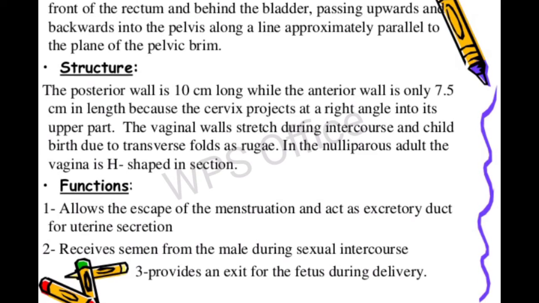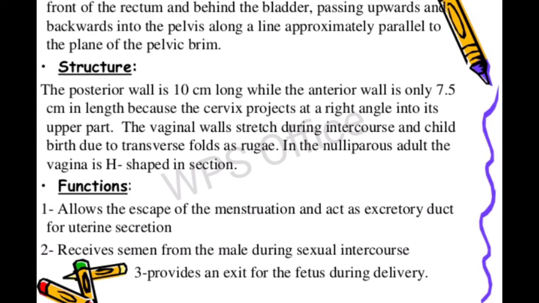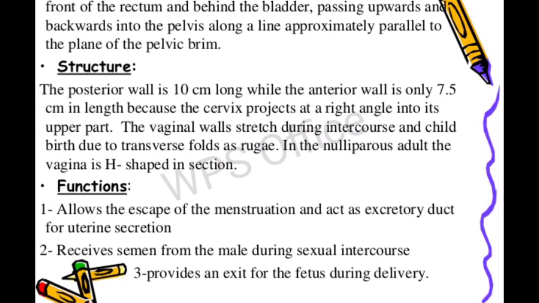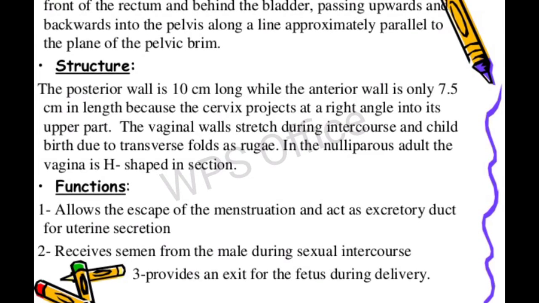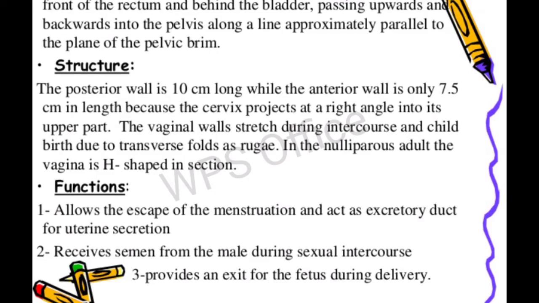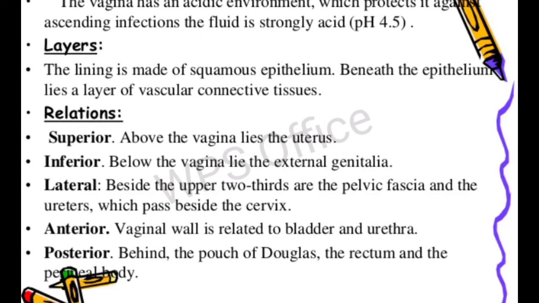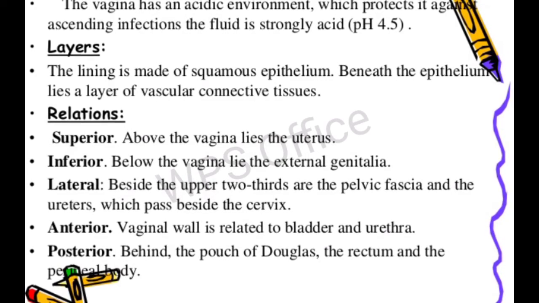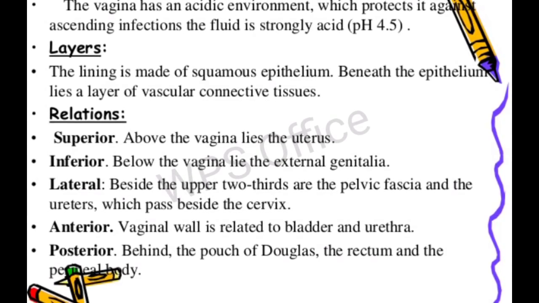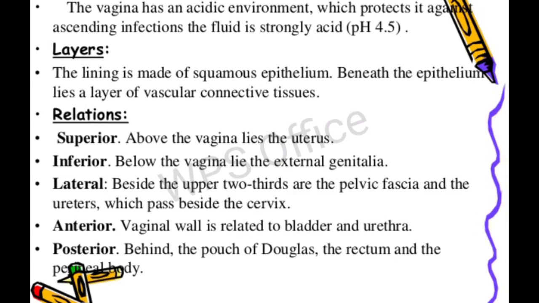Then the functions: it allows the escape of menstruation and acts as the excretory duct for the uterine secretion. It receives the semen from the male and provides an exit for the fetus during pregnancy. The vagina has an acidic environment which protects it against infections. The pH is around 4.5.